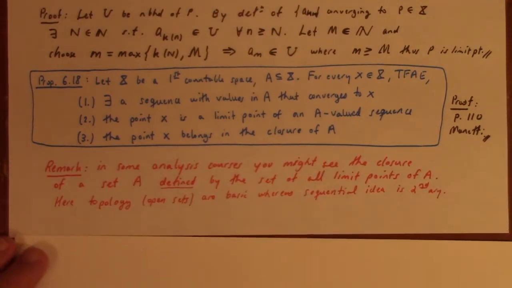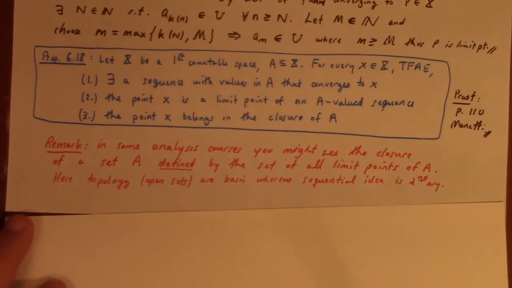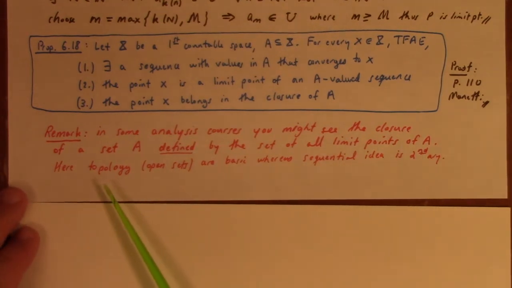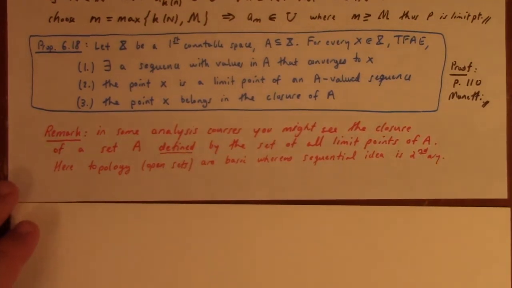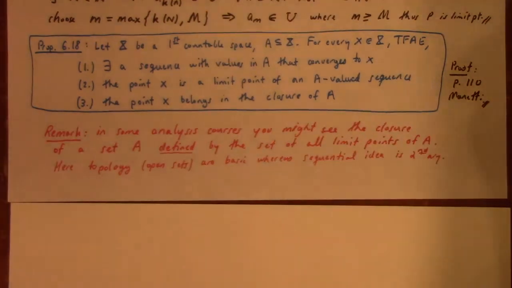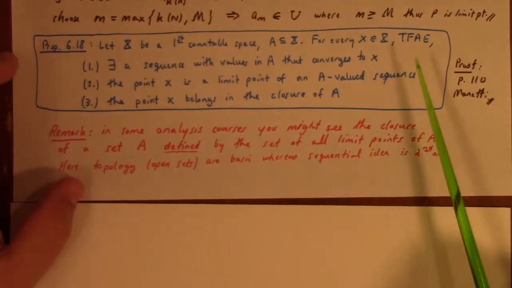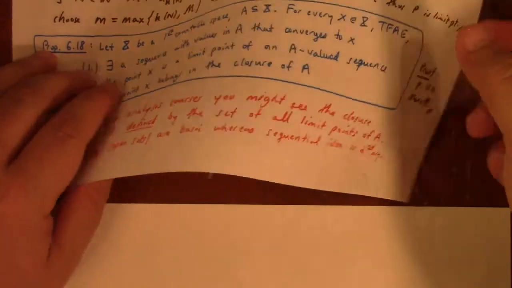In some analysis courses, you might see the closure of a set A defined to be the set of all limit points of A, right? Whereas here in topology, open sets are basic and the sequential idea is secondary, right? So for us, the closure is defined as the intersection of all closed sets which contain the set. Whereas in an analysis course, the closure might be: take the set you're given and adjoin all possible limit points to the set. So complementary ideas, right? And that is the part of this equivalence right here. All right, so moving on here.